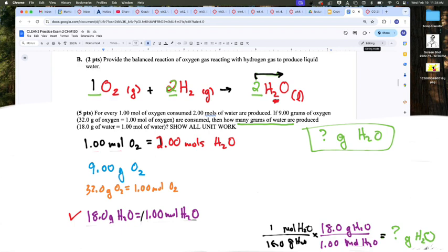Moles of water cancel. Great, I didn't want the moles of water. And grams of water cancel, which means I'm right back to square one. That doesn't get me closer to grams of water. So, not a good conversion to use.